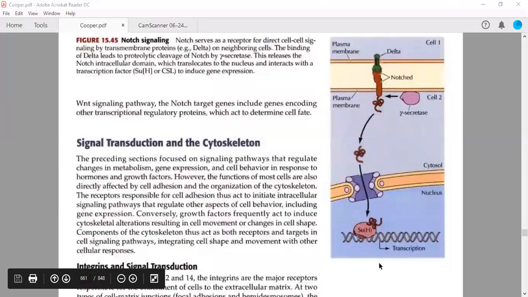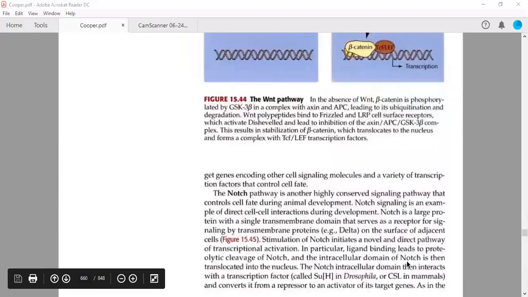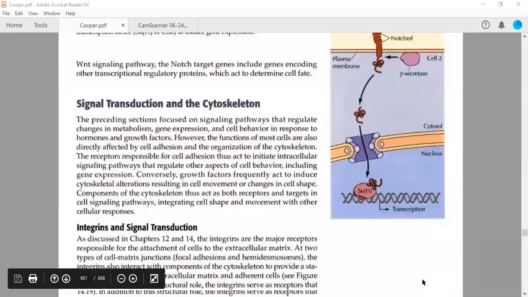Then we have discussed Notch signaling. Notch signaling is a kind of juxtacrine signaling in which two cells are required. One cell has Notch, one cell has Delta. Delta will stimulate this Notch. There is a conformational change, then it will activate a secretase enzyme, gamma secretase, so that it will cleave the C-terminal domain of Notch, so that the C-terminal domain will be transported into the nucleus, and it will activate some transcription factors, for example SUH in Drosophila and CSL in mammals, which we have discussed. SUH in Drosophila and CSL in mammals are activated, and the transcription of certain target genes follows.